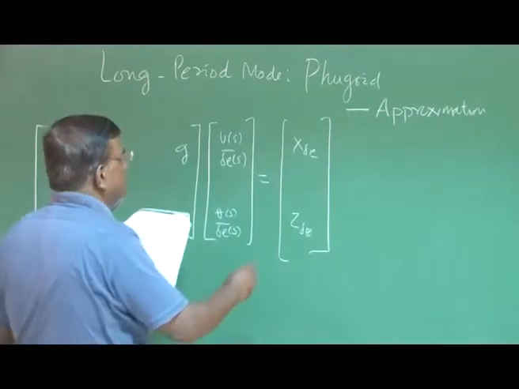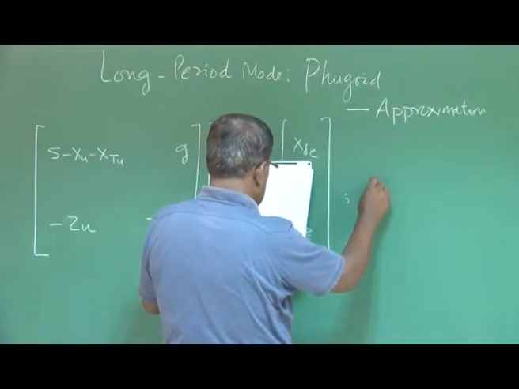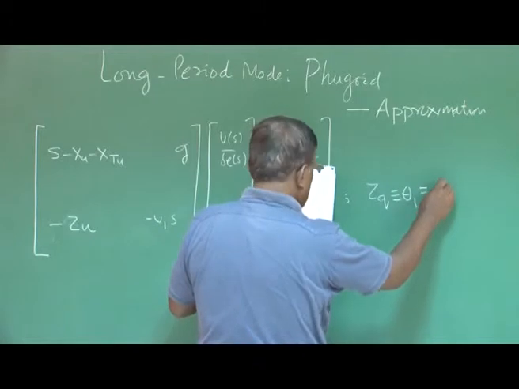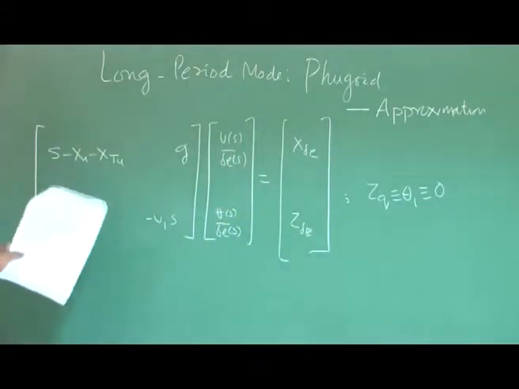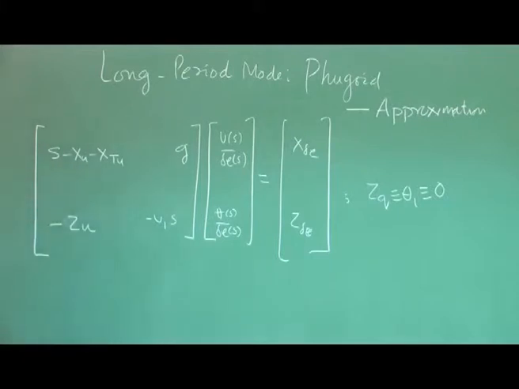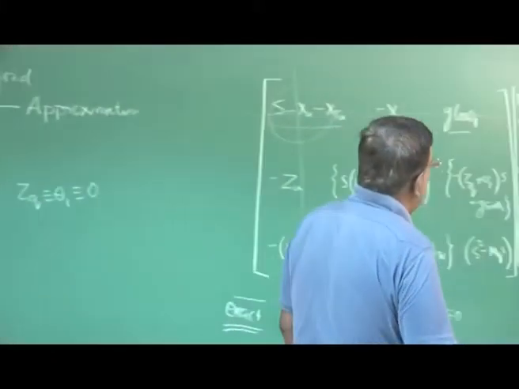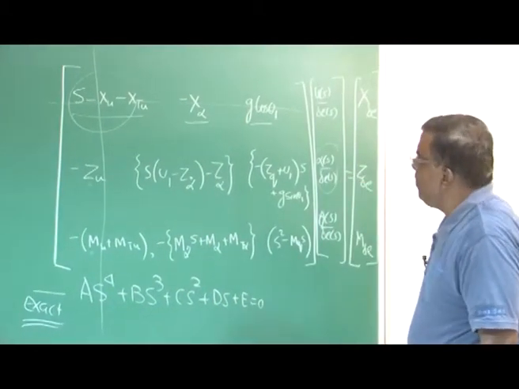And you could see that I can always assume ZQ identical to theta 1 equal to 0. I will put another condition also. Let us see how we have got this. Since alpha perturbed is 0.